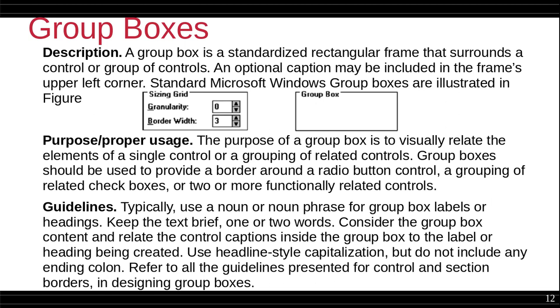Guidelines. Typically use a noun or noun phrase for group box labels or headings. Keep the text brief, 1 or 2 words. Consider the group box content and relate the control caption inside the group box to the label or heading being created. Use headline style capitalization but do not include any ending colon. Refer to all the guidelines presented for control and section borders in designing group boxes.